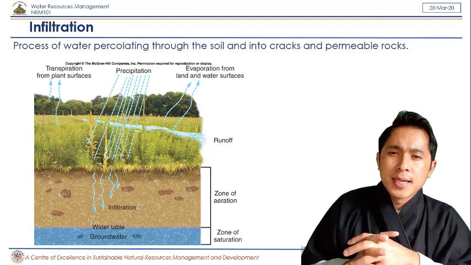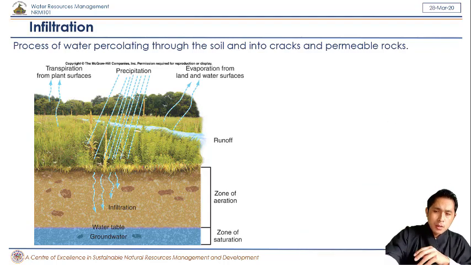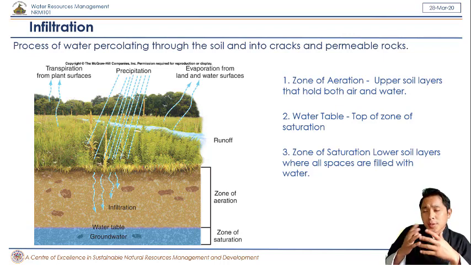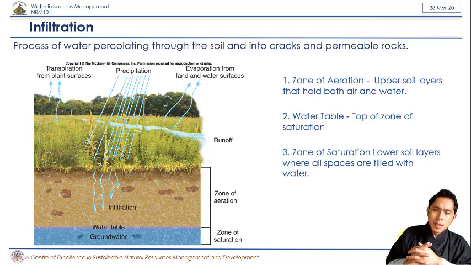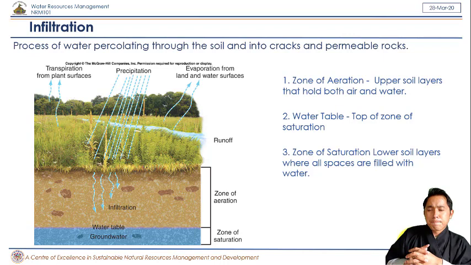So infiltration is water percolating through soil and into cracks and permeable rocks. Basically, we have 3 major zones that we need to look at closely before knowing what an aquifer is. We have the zone of aeration, where we have mostly air pores. Because of that, the zone is known as the aeration zone. Aeration zones are usually unsaturated zones. Under the aeration zone, we have the saturated zone.